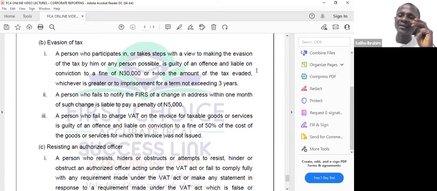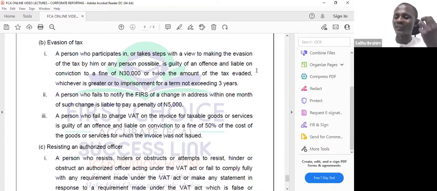Also, another good amendment is categorization of companies into 3 categories: small, medium, large. You'll be classified as a small company if you have a turnover that is less than or equal to 25 million. You'll be regarded as a small company.